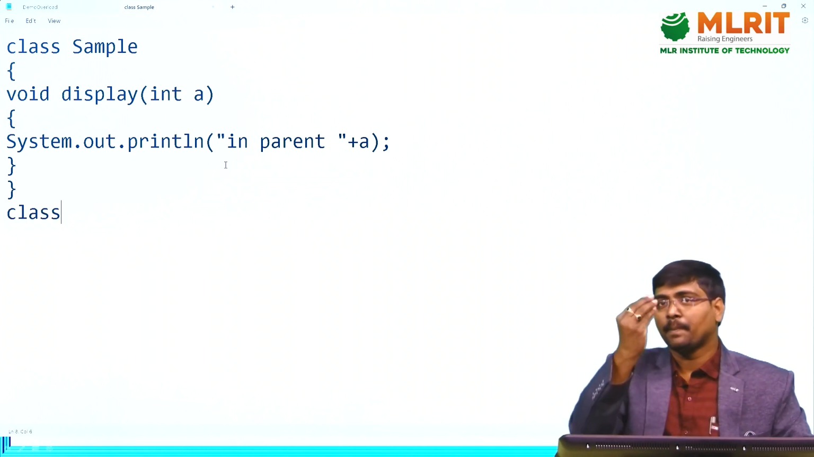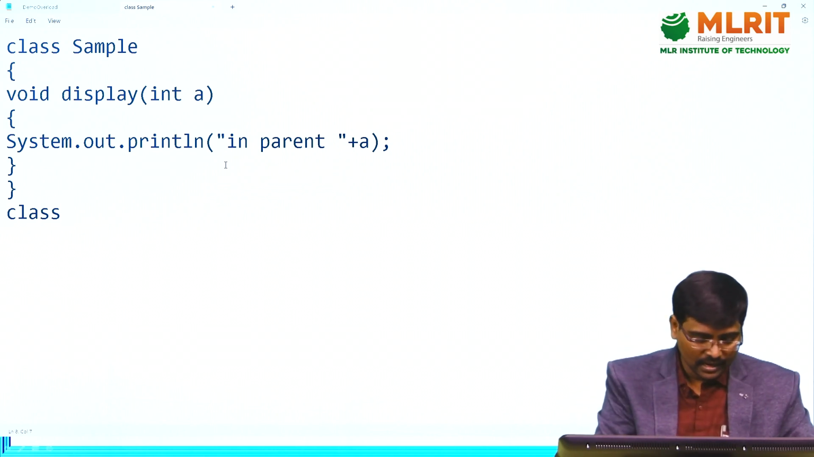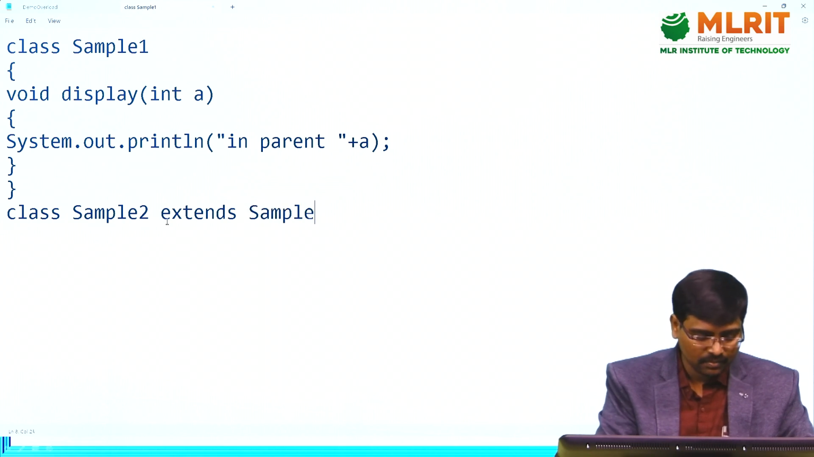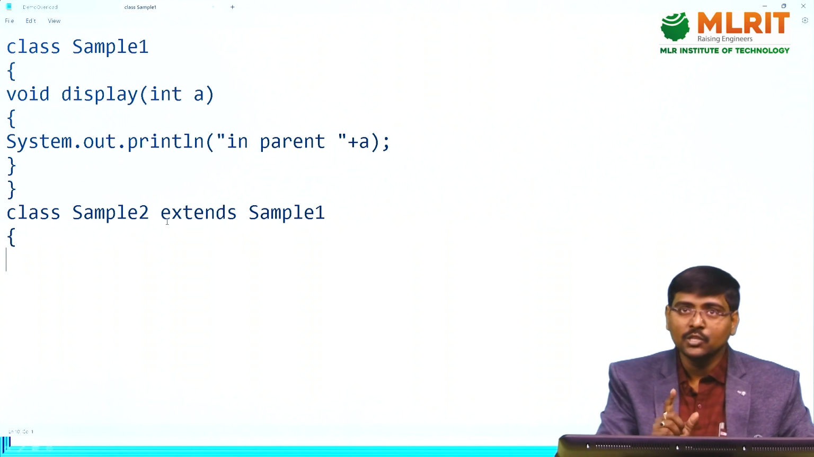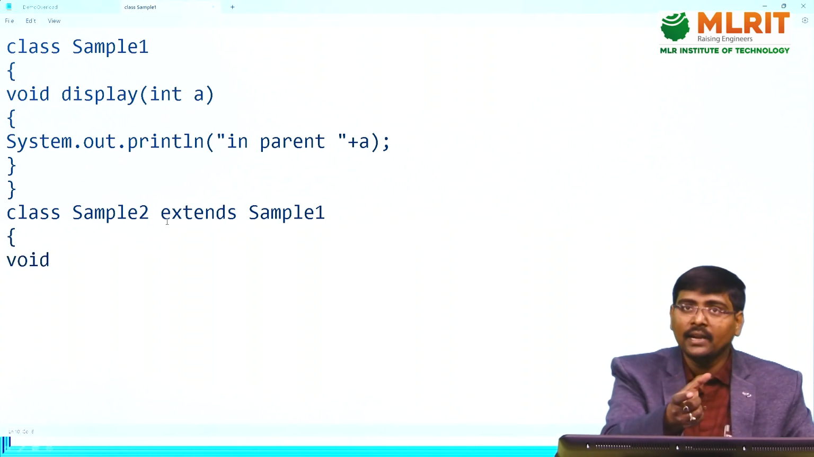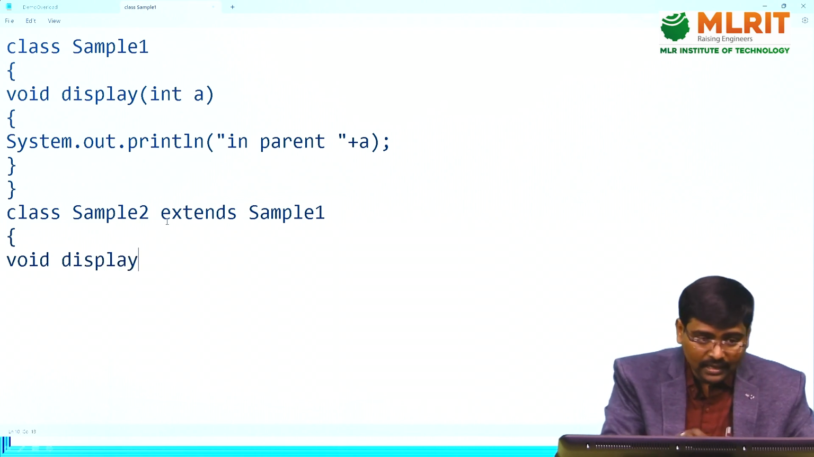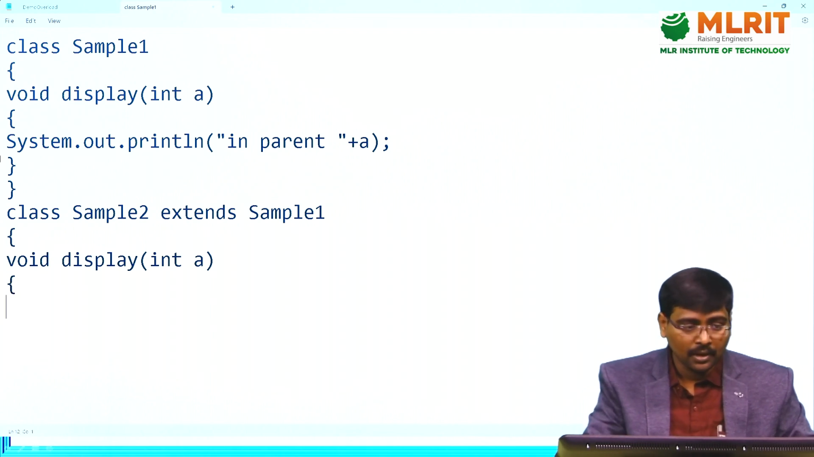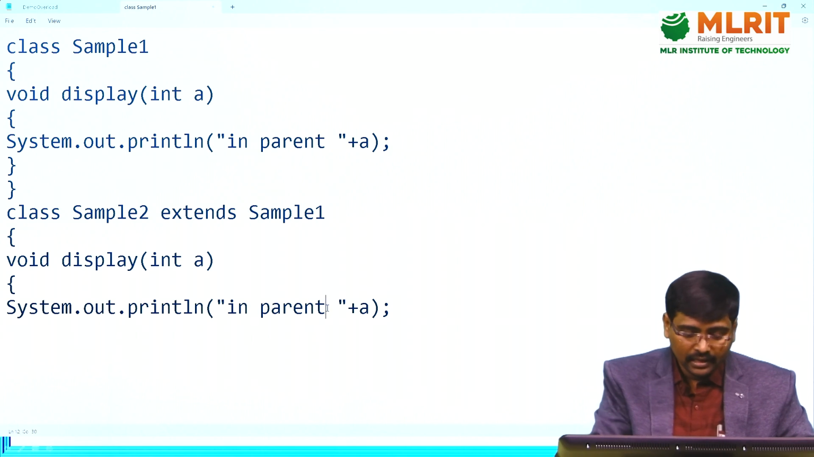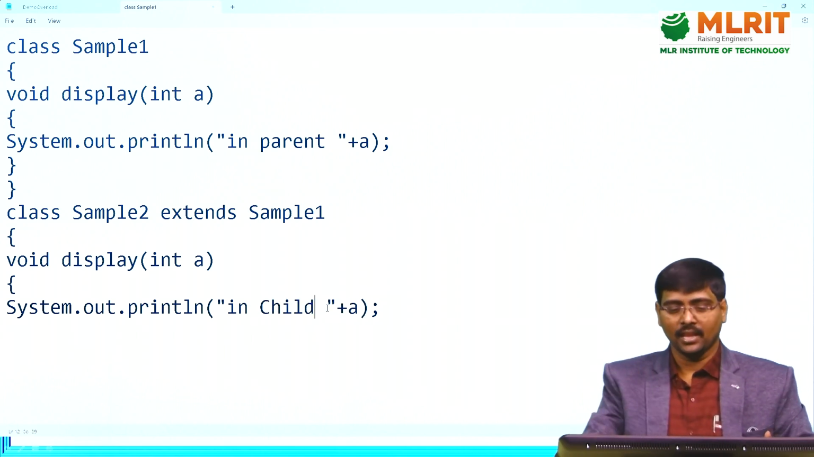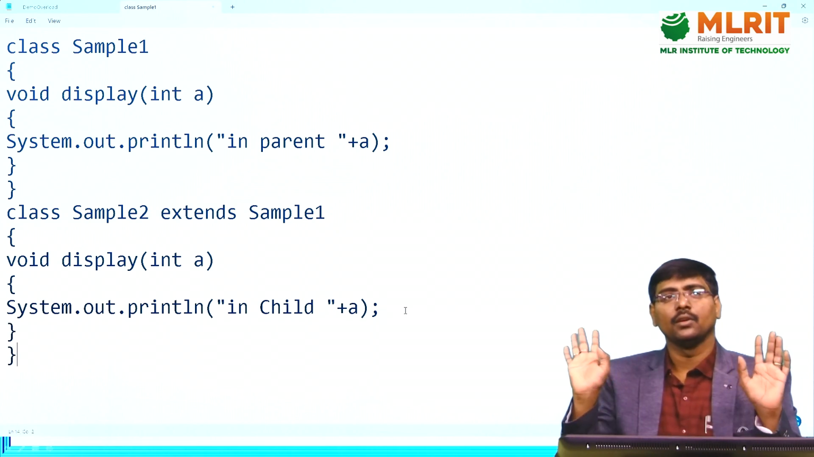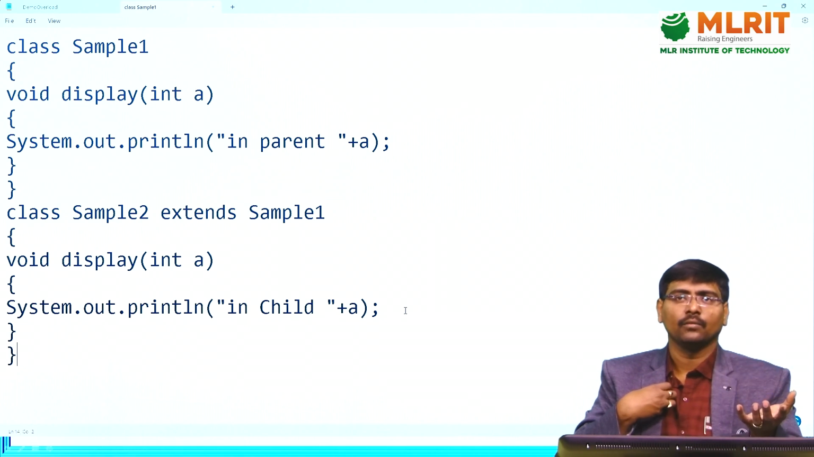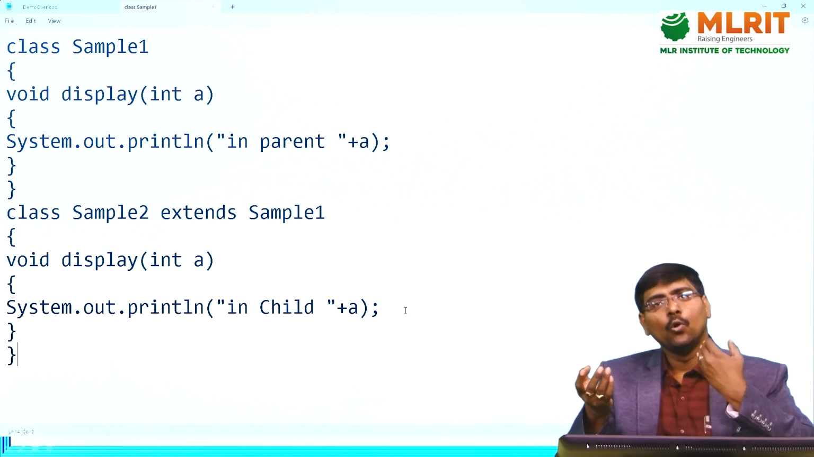Now create another class. Overriding means two classes. The parent class method is overridden in the child class. Create another class, Sample2, assume Sample1 is the parent, and make this one the child class. What is our aim? Within this program, anyway the display method is available, but observe, I write the same display method, same data type, same number of parameters, System.out.println, here I redefine in child a. This is called method overriding. Now, whenever we create an object for the child class and, by using that object, we call the display method, which one is executed? Obviously, the overridden method is executed.